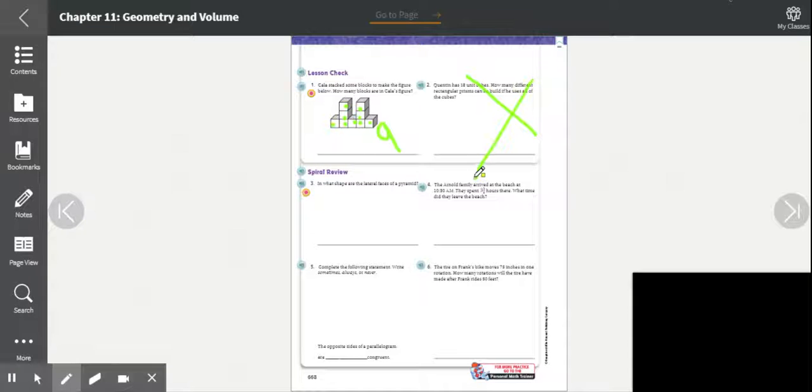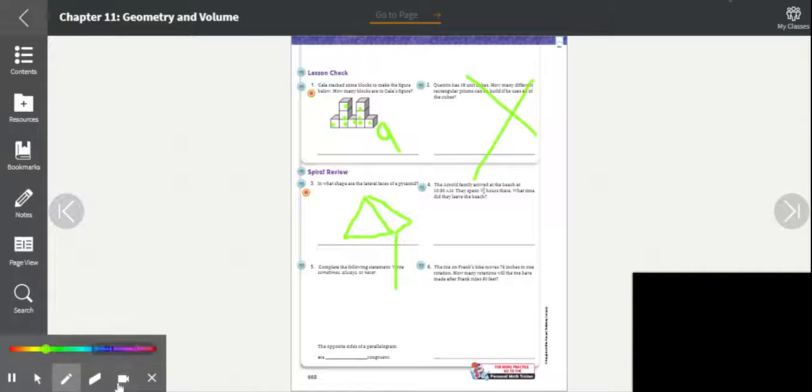number 2. Number 3 says, in what shapes are the lateral faces of a pyramid? So if you think of a pyramid, they meet at a vertex, but that was horrible. But these lateral faces, just pretend that line's not there. These lateral faces are triangles. So that answer would be triangles.